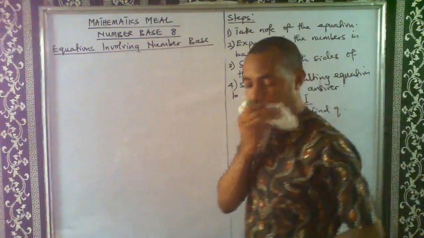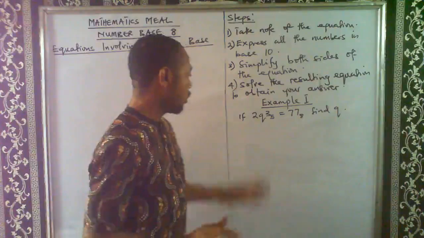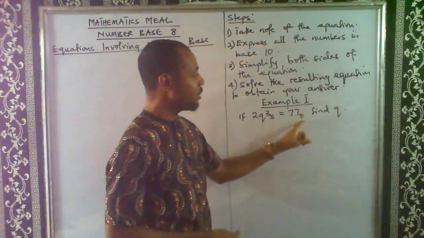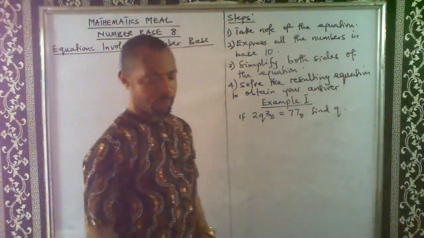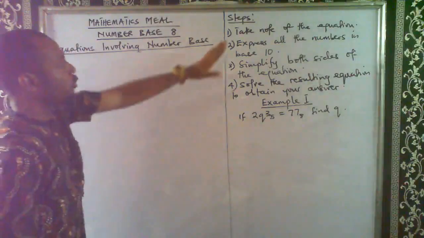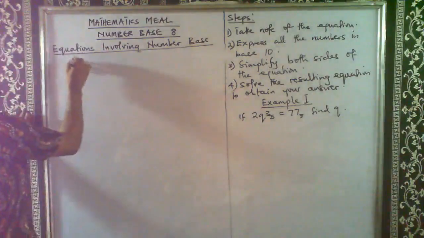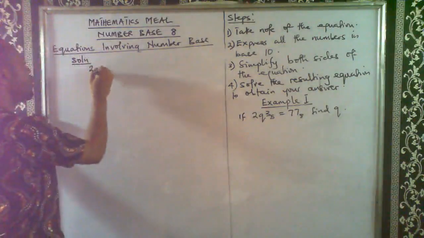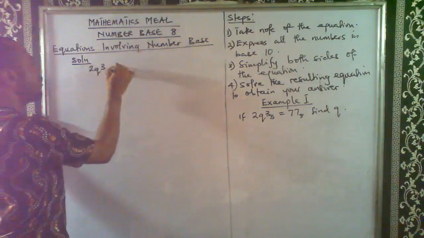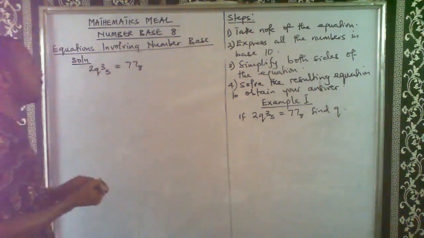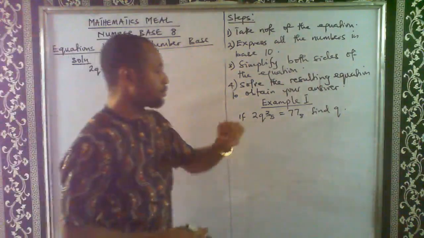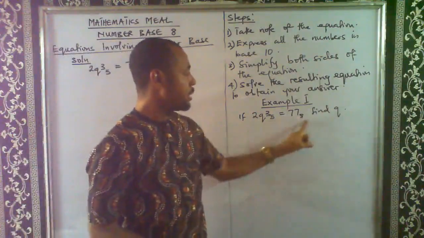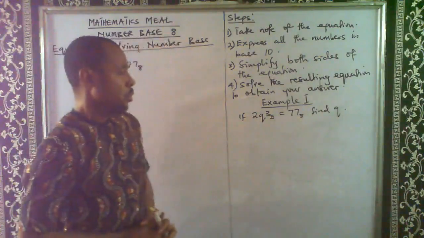That's example 1 here. We're asked to solve this equation. If 2q3 in base 5 is 7 in base 8, find q. We're going to follow these steps as we dissect this problem. So we have 2q3 in base 5 equals 7 in base 8. That's the equation given to us, and we know it's a number-based equation because we are looking for a digit. The bases are known. So we begin.